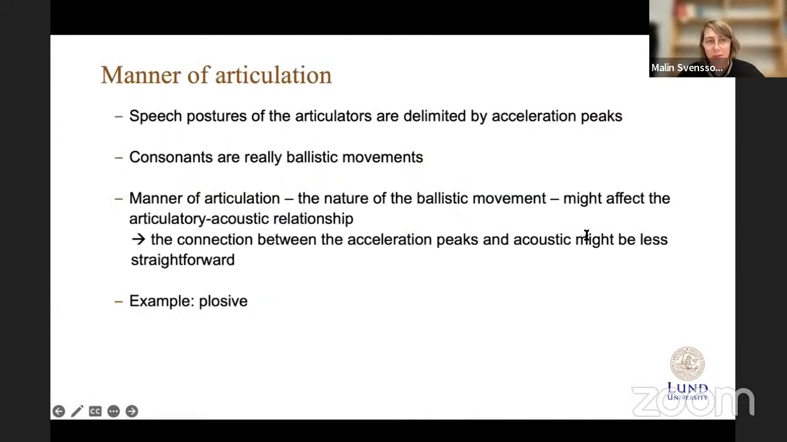So what's the deal with manner of articulation then? Well, speech postures of the articulators seem to be delimited by these acceleration peaks. Consonants are really ballistic movements. So the nature of this movement, meaning the manner of the articulation, could affect this relationship between the acceleration peak and the segment boundary. It could be less straightforward. So this is ongoing work, and I don't have many results to show you, but I'm going to give you one example of a plosive.